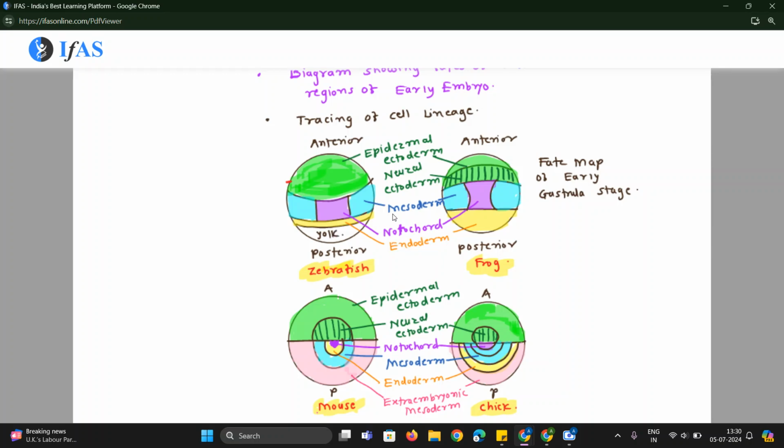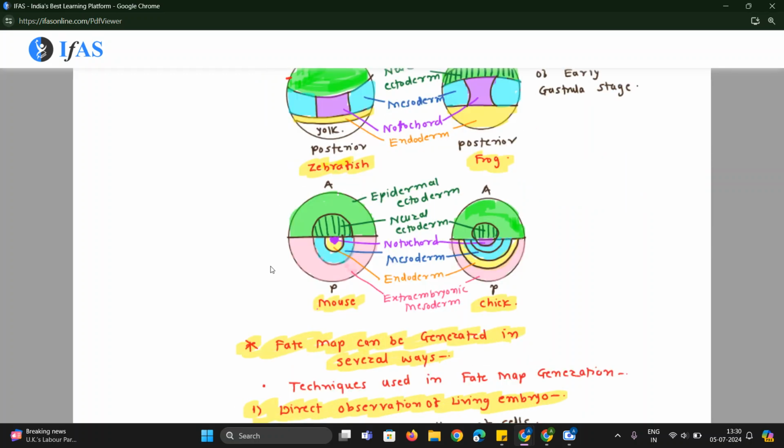This is the fate map of the early gastrula stage. But here you can see the mouse or chick fate map. So this whole green region is epidermal ectoderm. This is neural ectoderm. The notochord is at the center, mesoderm after that, then endoderm, then extra-embryonic mesoderm.